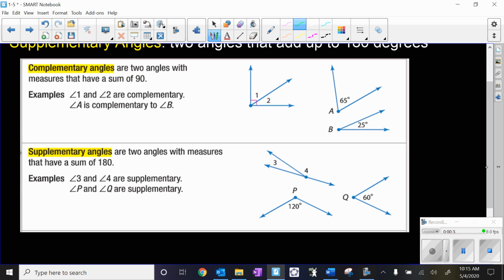Supplementary angles, so like angle 3 plus angle 4, that is also considered a linear pair. So yes, a linear pair are supplementary angles, along with like angle P and angle Q. If I add those together, that's going to get me 180 degrees.